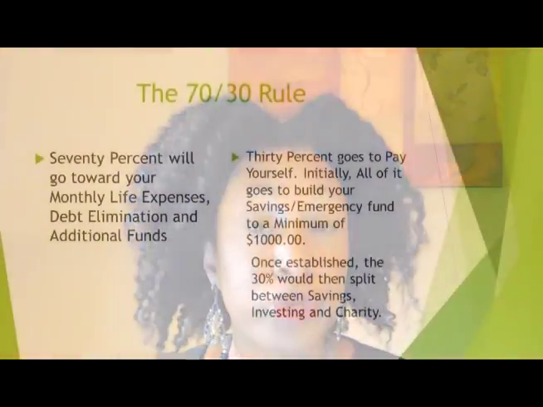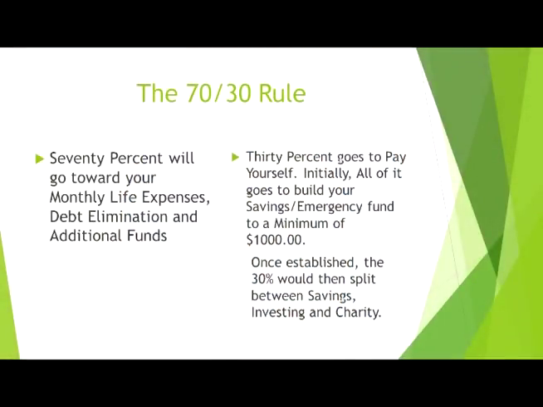So 30% for pay yourself first and 70% for living off of, okay. Now, when I talked about the 30%, it was divided into 3 segments: saving, investing, and charity. And I said that if you're giving to charity, then it was 10% for each one of those. However, if you're not giving to charity, then it would be 15 and 15.